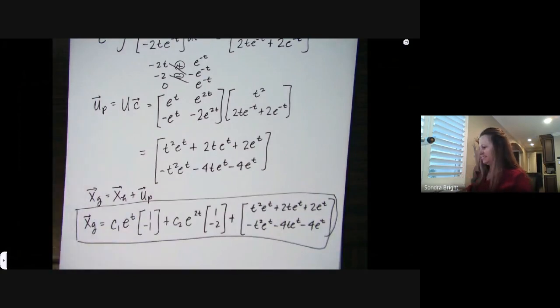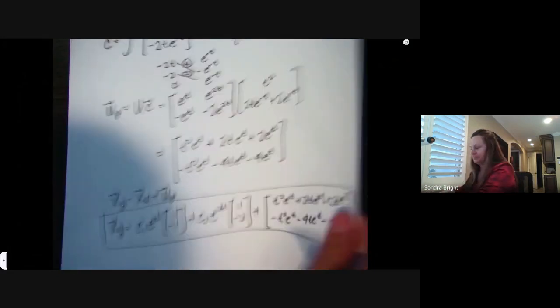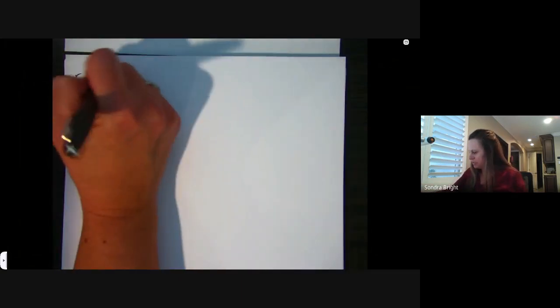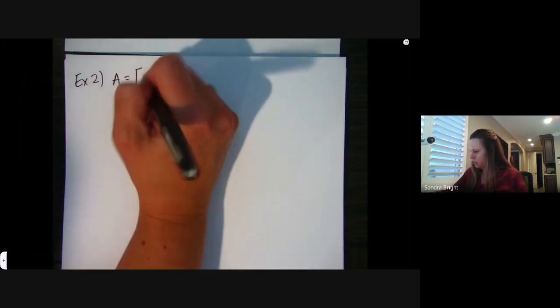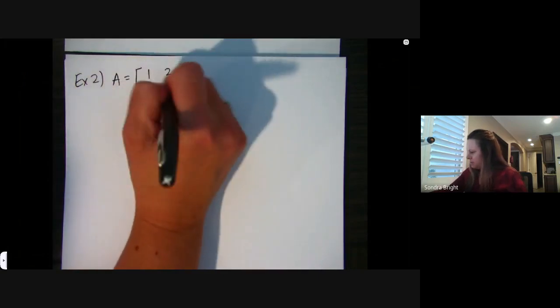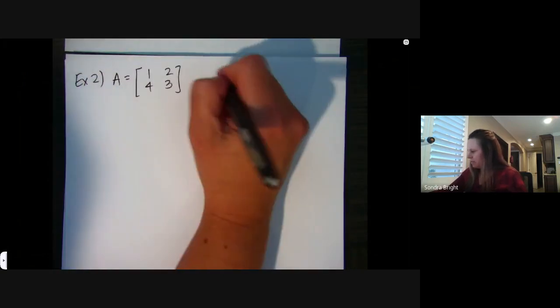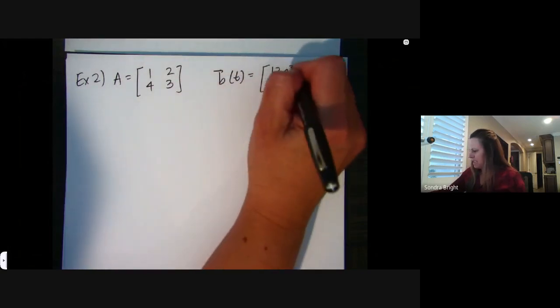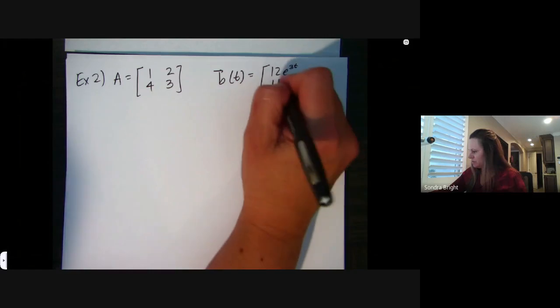All right. Let's do another example. All right, so example 2 gives me matrix A is (1, 2; 4, 3), and B is (12e to the 3t, 18e to the 2t).